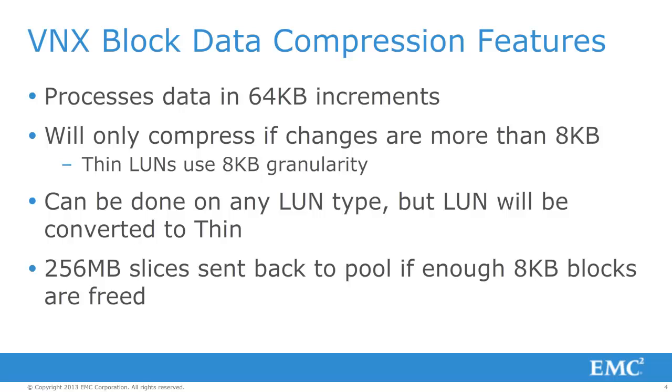8 kilobytes is the cutoff point for this operation because thin LUNs use an 8 kilobyte granularity and also allow the compression process to return space to the pool. This means that even though block compression can be done on any LUN, each LUN is converted to a thin LUN after the initial compression process. As the compression process runs, if enough 8 kilobyte blocks are freed up to make a 256 megabyte slice, then a slice can be returned to the pool for use by any LUN in that pool.